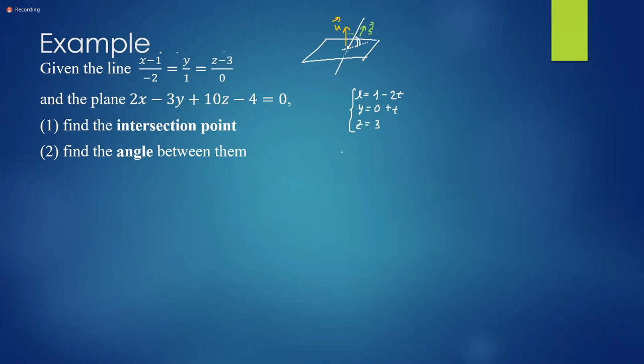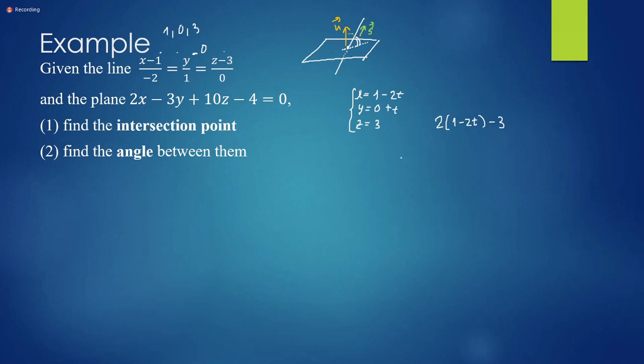So we have 2 times x. x is 1 minus 2t, minus 3 times y. How do you get y equal to 0 plus t? Because the point through which the line passes is 1, 0, 3. We see there's nothing subtracted from 0. We can say y minus 0, because these numbers x0, y0, z0 are the coordinates of the point, and since y0 is 0, there's nothing there.